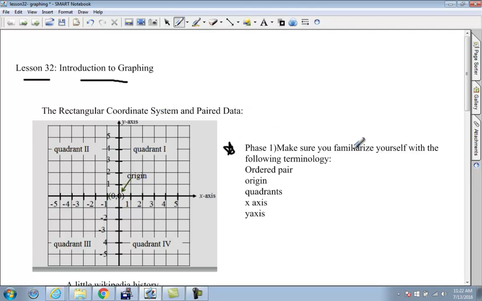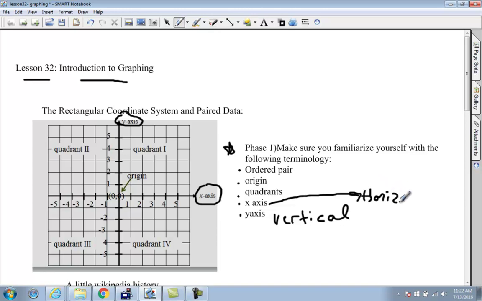Phase 1. I want you to make sure you familiarize yourself with the following terminology: ordered pair, origin, quadrants, x-axis, and y-axis. So you see I have it drawn here. Let's talk a little bit about it. Your x-axis is your horizontal axis. Your y-axis is your vertical axis. You might want to just note to self there: y-axis is vertical, x-axis is horizontal. Because some people, believe it or not, accidentally mix up the words vertical and horizontal.